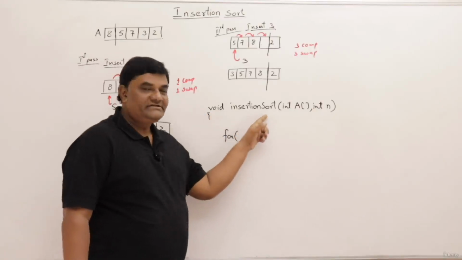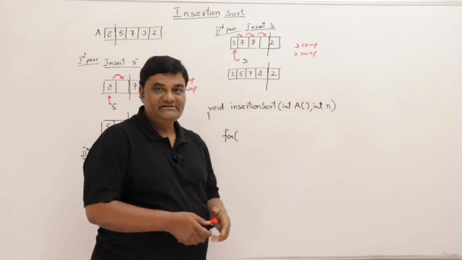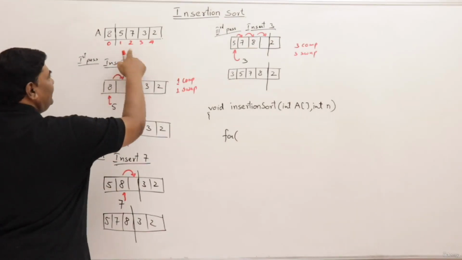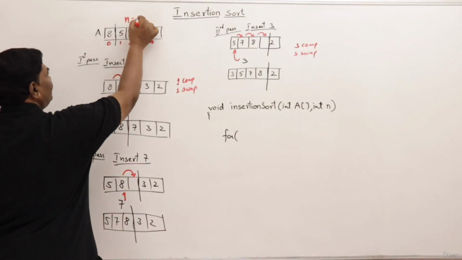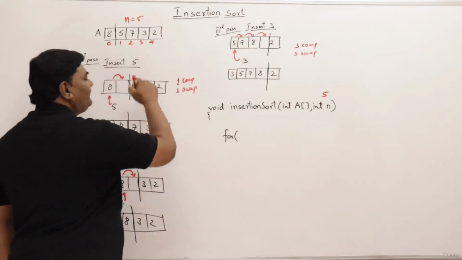So here is a function for insertion sort which is taking an array and number of elements. In our example, the size of an array is 5, so n is 5 here. So let us assume that this is 5. But the indices are from 0 to 4 only.